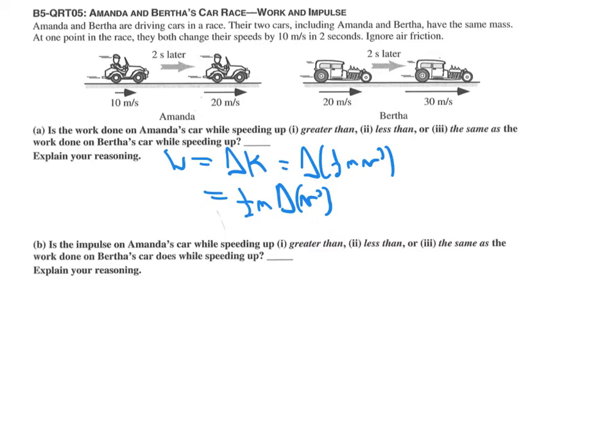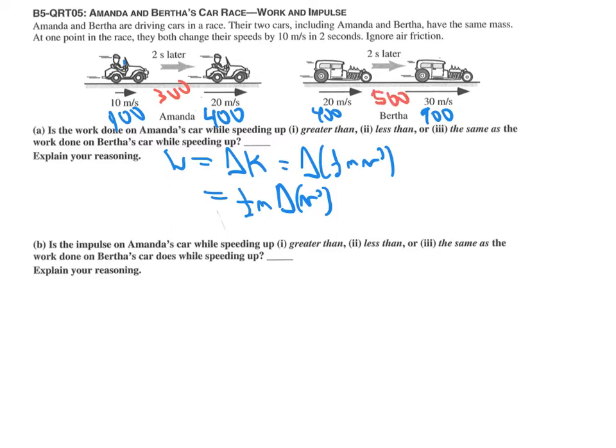Put it a different way, leaving out units and so on, the initial energy for Amanda is going to be something times 100, and it becomes that same something times 400. And for Bertha, it's going to be something times 400, which is 20 squared, and ends up being something times 900, which is 30 squared. And we can definitely see that this difference, which is 300, is less than this difference, which is 500.